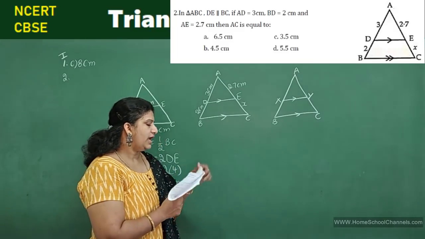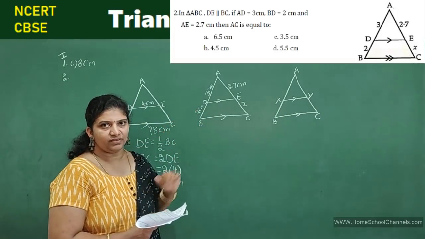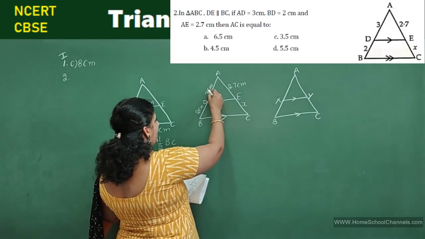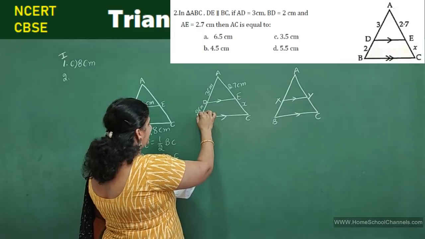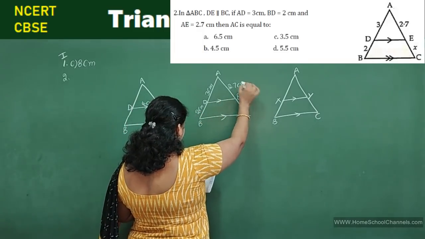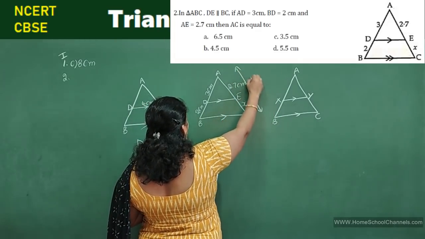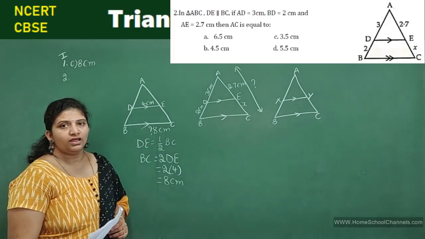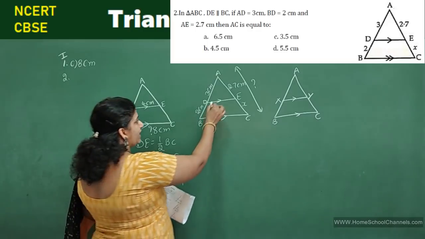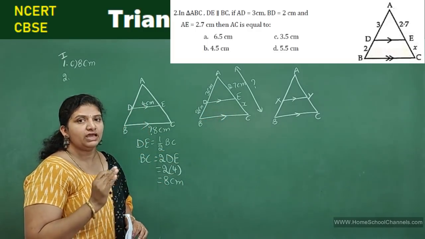Second one, in triangle ABC, DE parallel to BC. If AD is equal to 3 centimeters, BD is equal to 2 centimeters and AE is equal to 2.7 centimeters, then AC is equal to, this is your question. And in the figure, EC is equal to X. Again you can see these arrow marks, which indicate DE is parallel to BC.